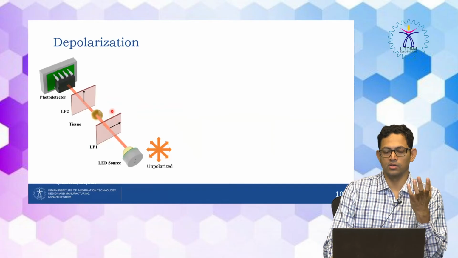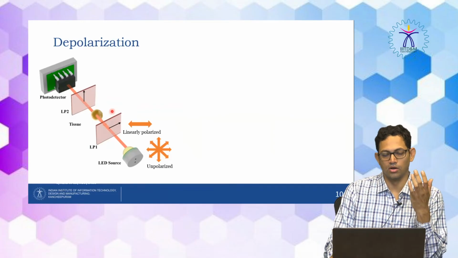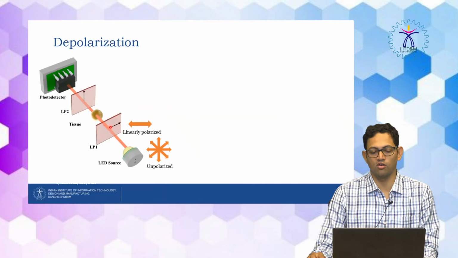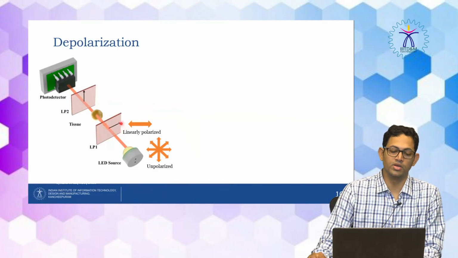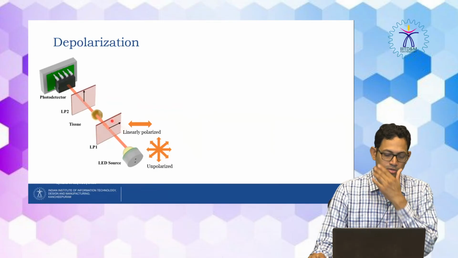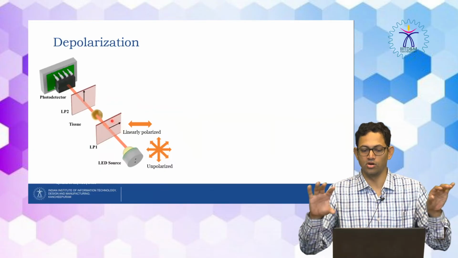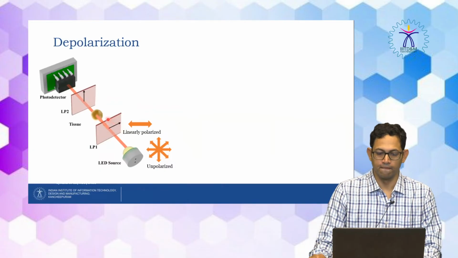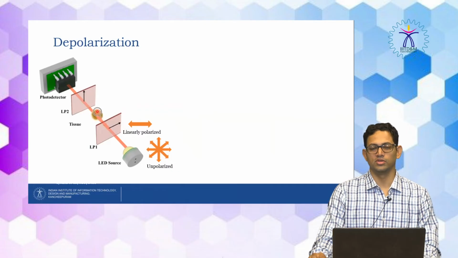So it would be in only horizontal direction. The polarization after this LP1 would be horizontal polarization. It will polarize in only horizontal direction. But after it interacts with the tissue, that is the most important thing.